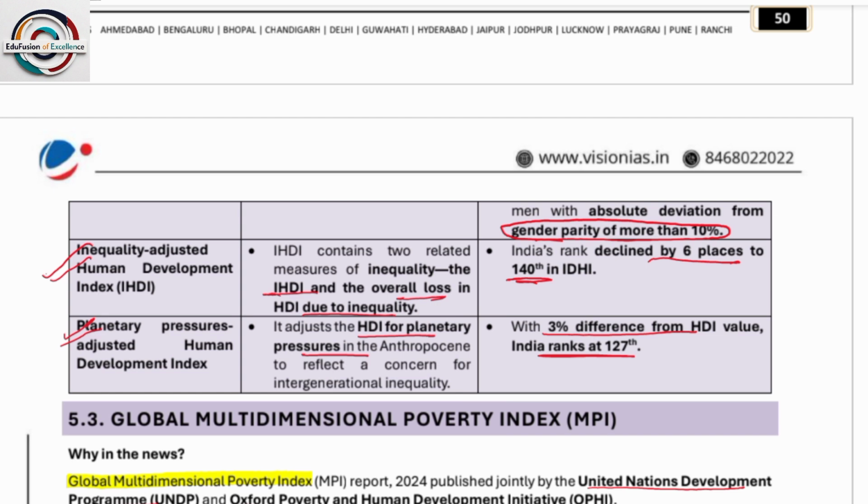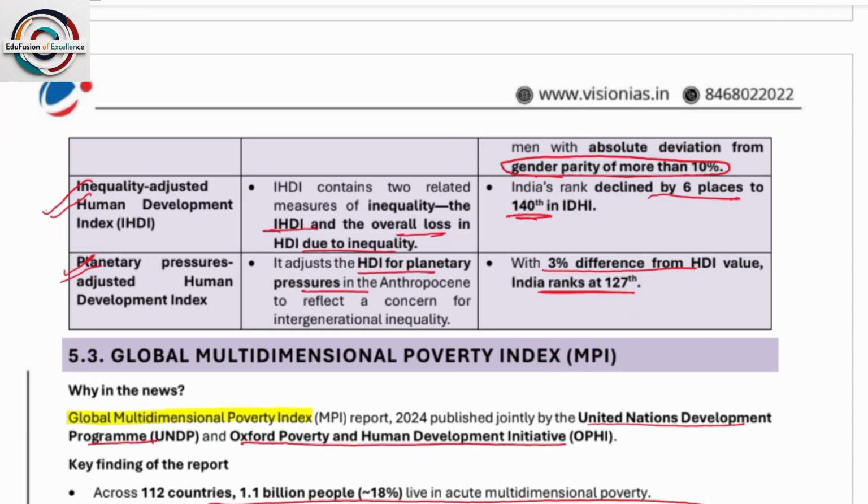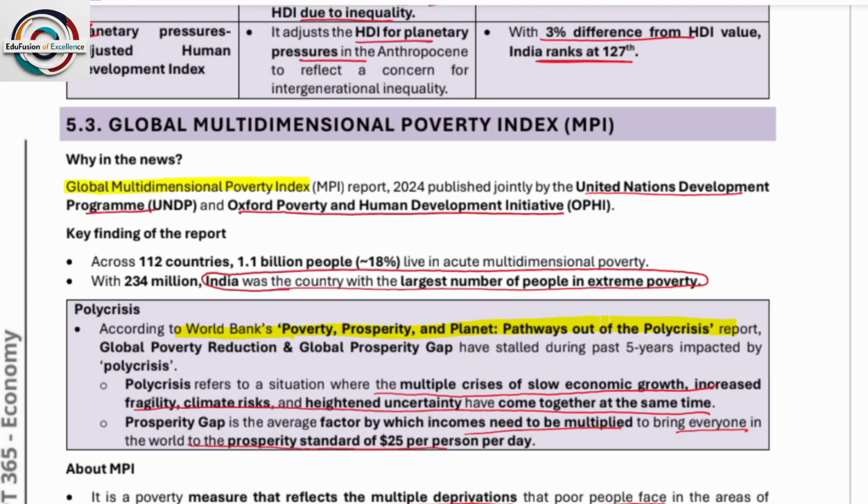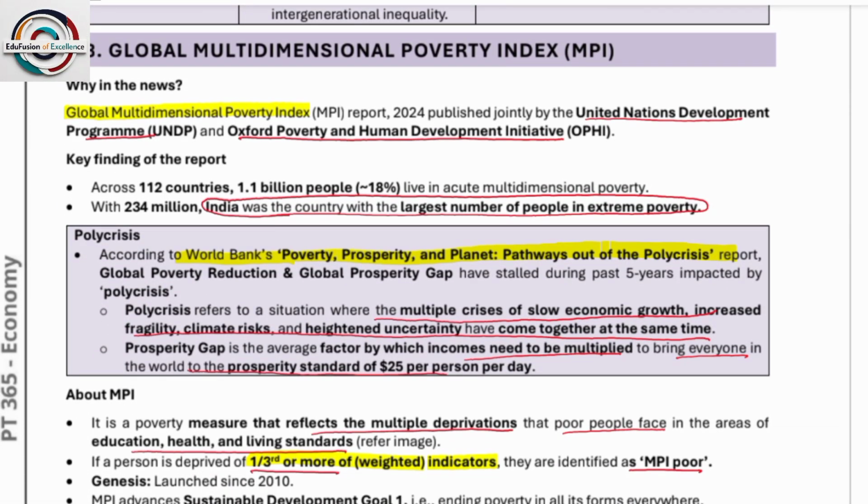Inequality-adjusted Human Development Index is also released by UNDP, the United Nations Development Program. India's rank declined by 6 places to 140. Next is the Planetary Pressures-adjusted Human Development Index. Next, the Global Multidimensional Poverty Index. It is released by the Oxford Poverty and Human Development Initiative in collaboration with the United Nations Development Program.